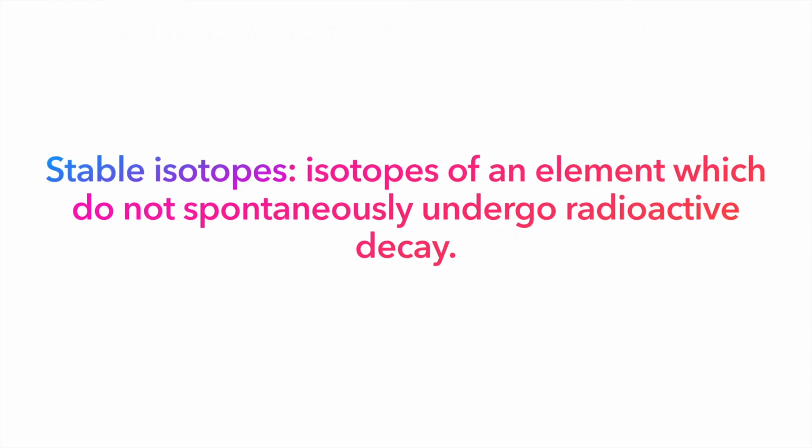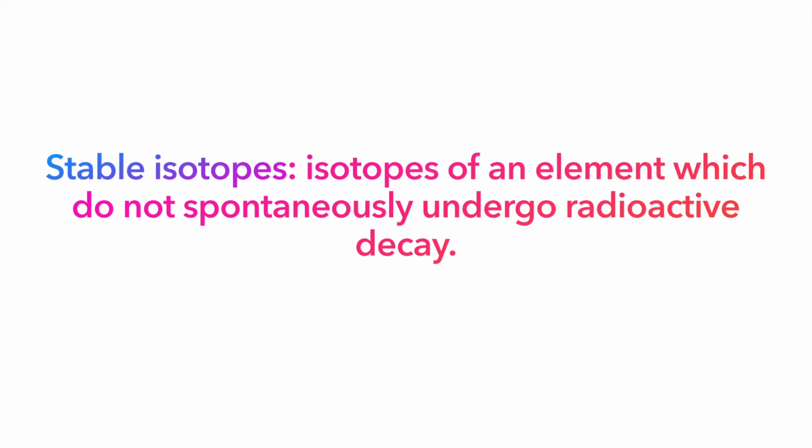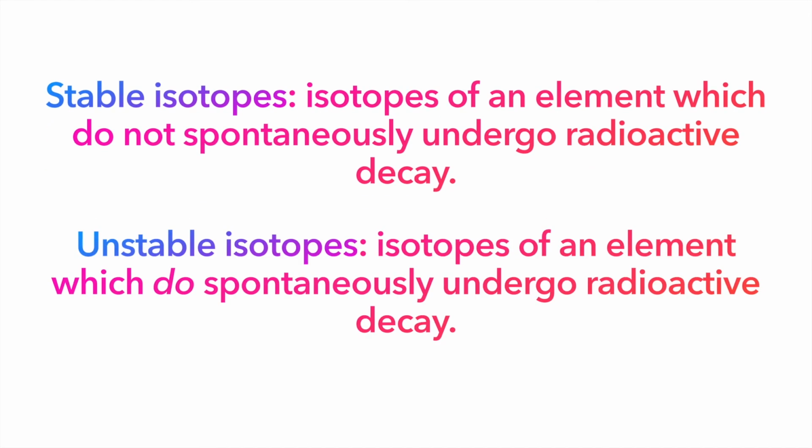A stable isotope is one which will not spontaneously undergo radioactive decay, or does and has a half-life which is too long for us to measure. This is in contrast to unstable isotopes, which will undergo spontaneous radioactive decay. Keep an eye out for future videos on radioactivity and radioactive decay for more on this.